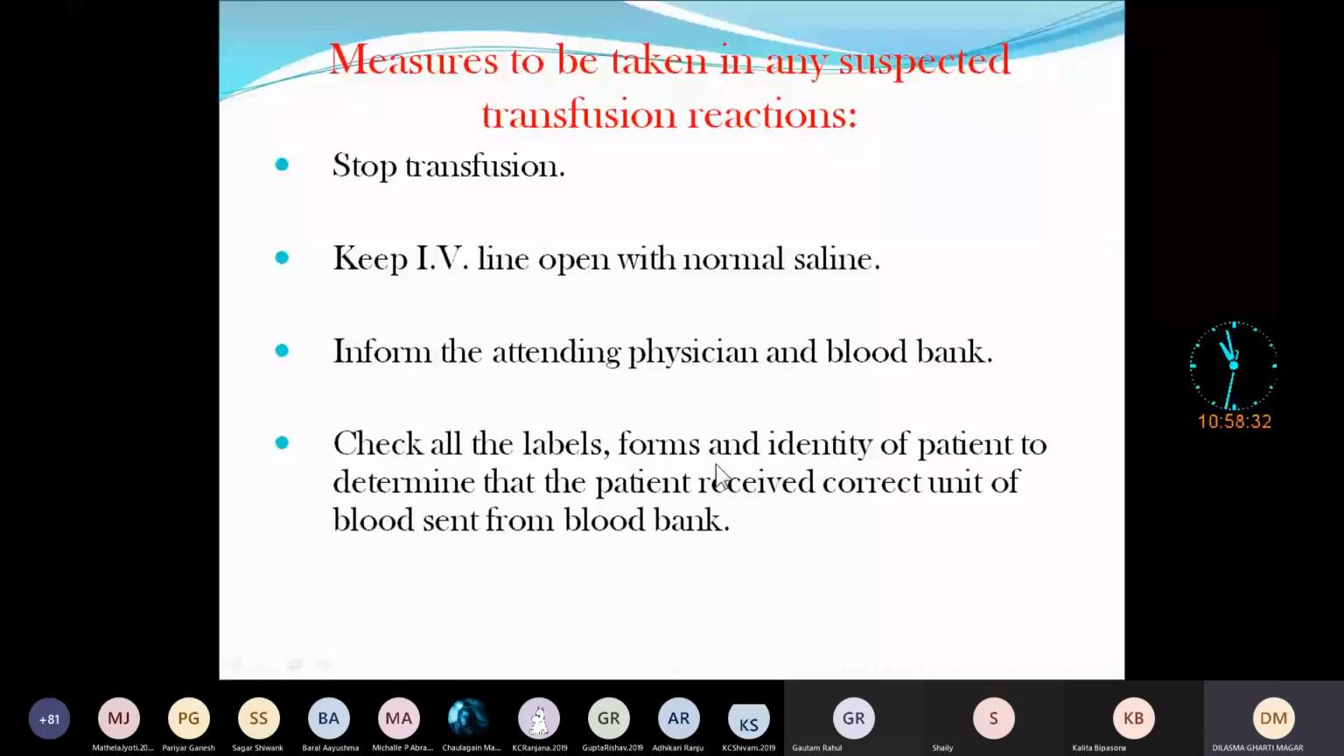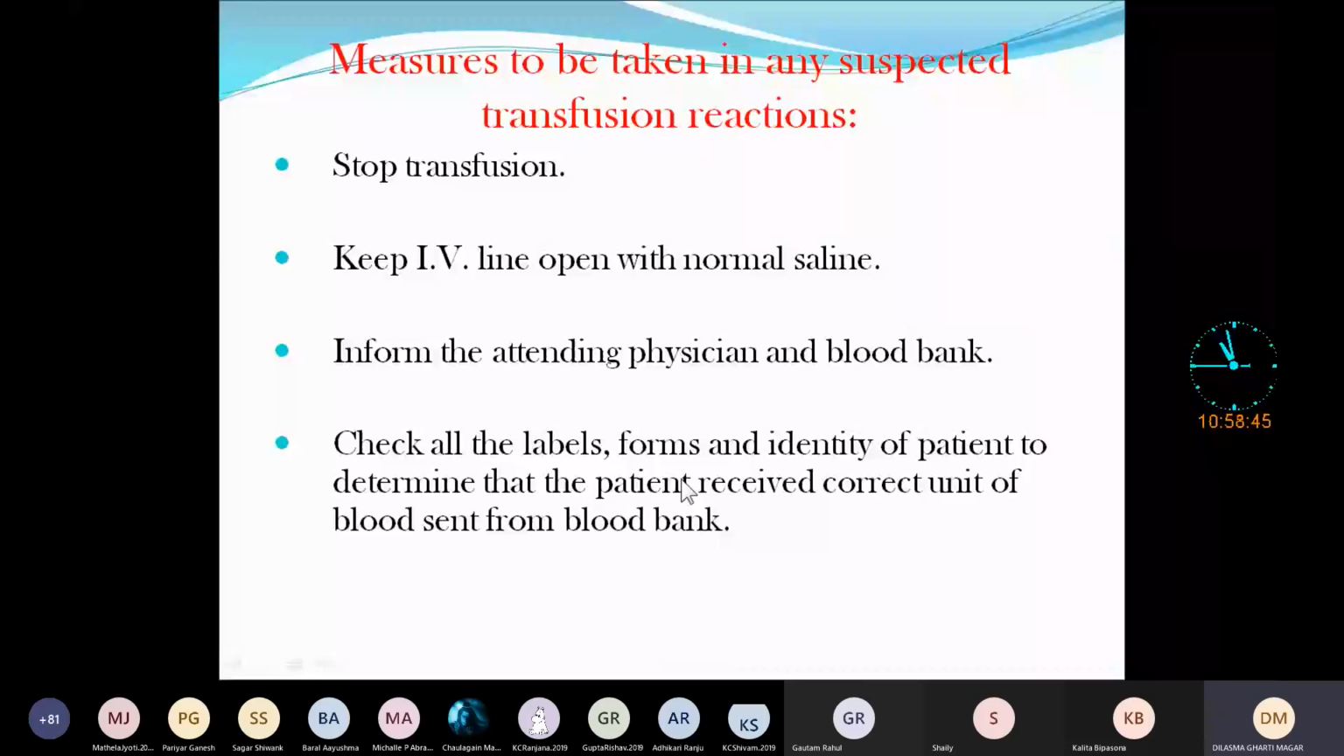You'll come to the clinical side, and then you'll be there in the ward, and in the ICU and all, isn't it? All the time sisters may not know all these things, so at that time you have to be a little bit alert, and you have to take these steps. So, measures to be taken in any suspected transfusion reaction.